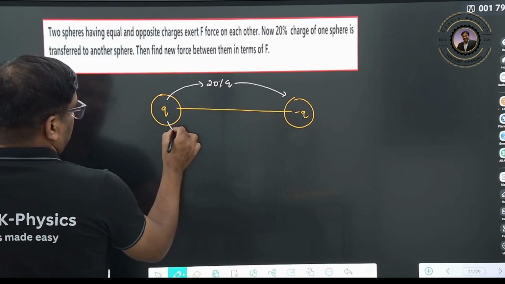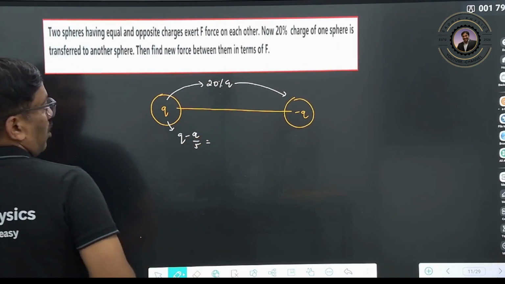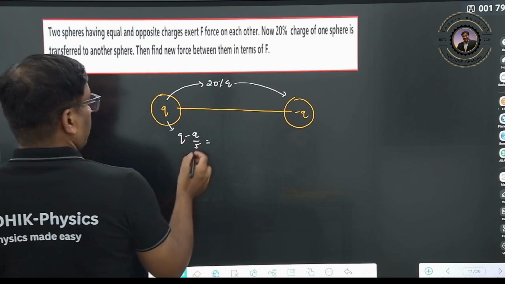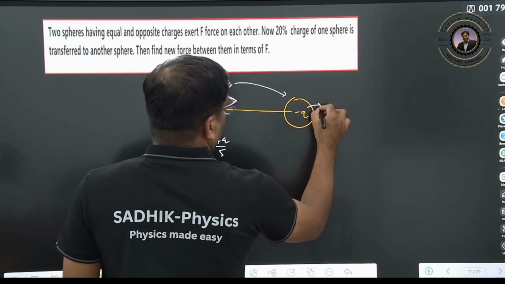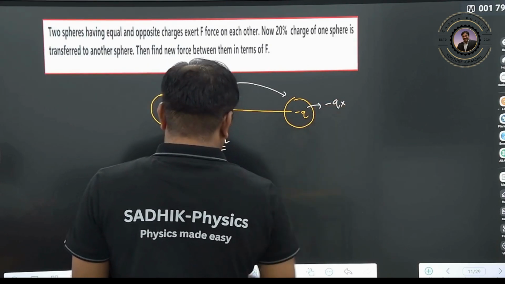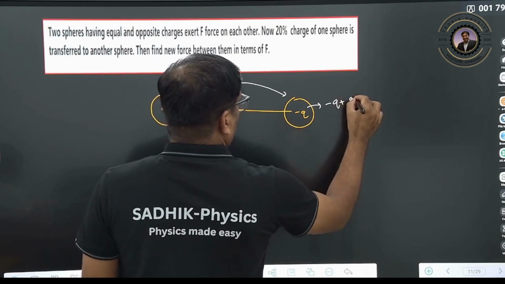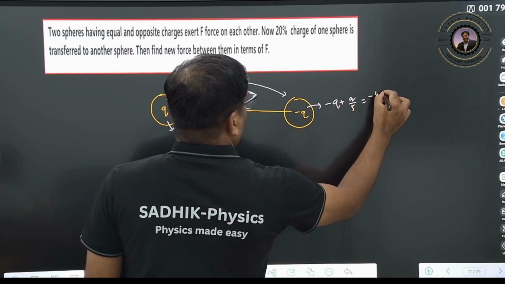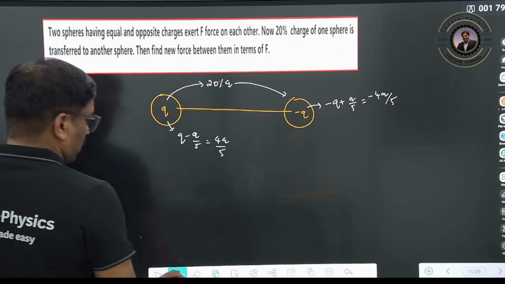Right. This will happen how much? Q minus q by 5. So how much will it be? Therefore 4q by 5. Here what will happen now? Minus q plus q by 5 minus 4q by 5. So therefore they undergo a force of attraction onto this one.